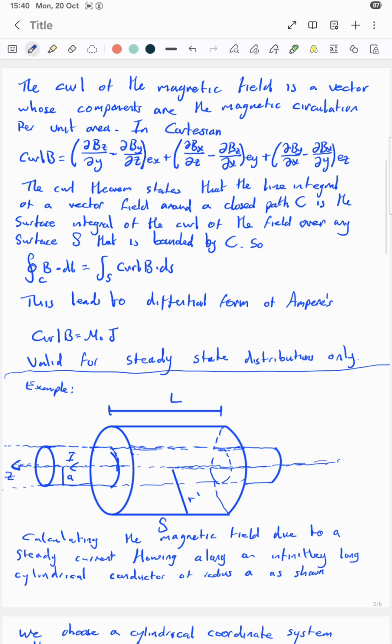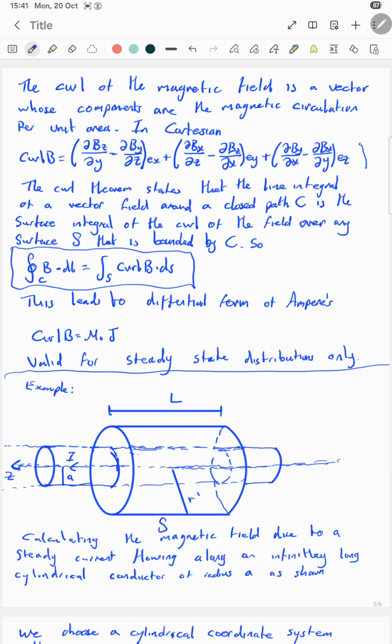Now, the curl of the magnetic field is a vector whose components are the magnetic circulation per unit area. In Cartesian coordinates, this is the curl acting upon a magnetic field B. Right, the curl theorem states that the line integral of a vector field around a closed path C is the surface integral of the curl of the field over any surface S that is bounded by C. So here we have it in equation form.